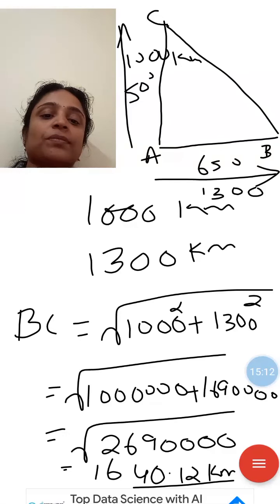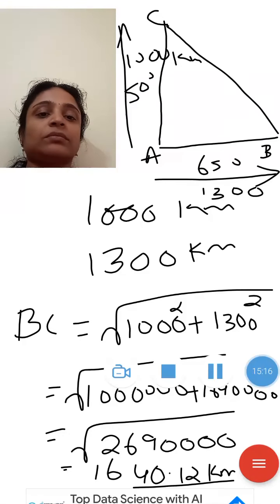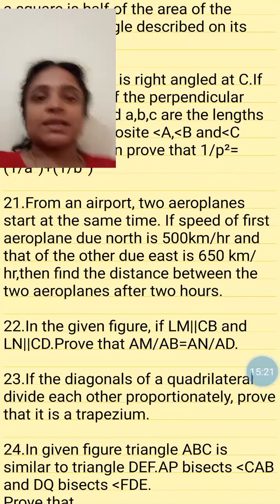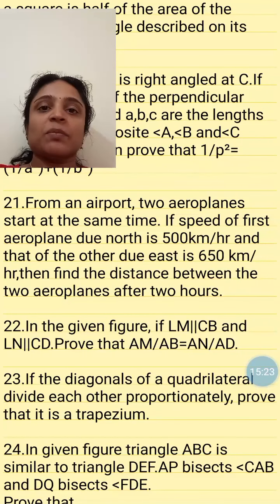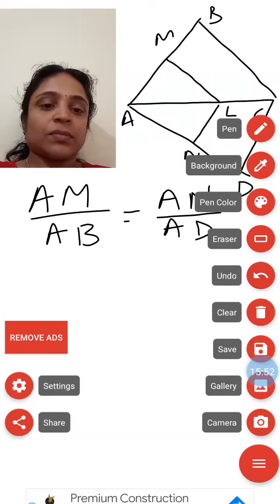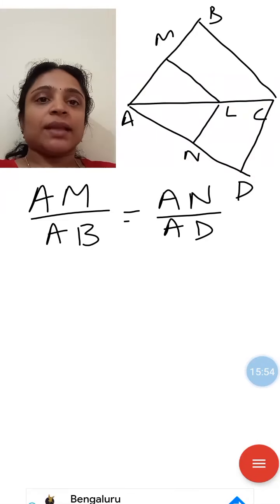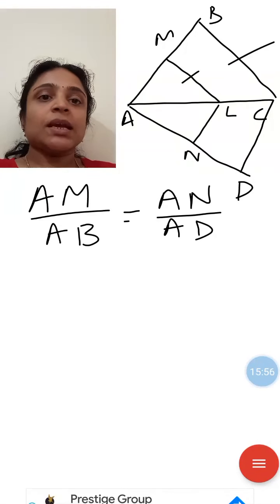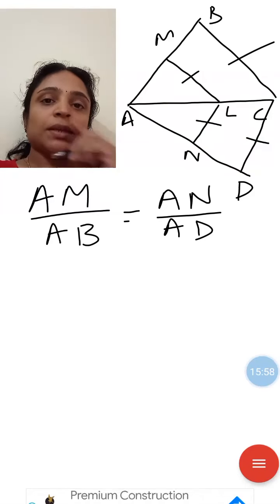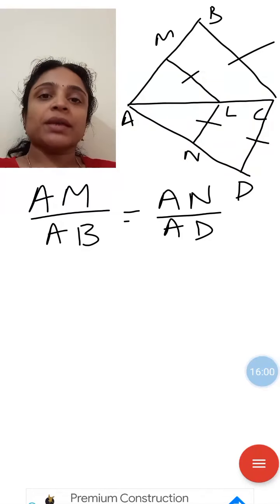Okay, understood? Next question is, in the given figure, if LM is parallel to CB and LN is parallel to CD, prove that AM by AB equal to AN by AD. Okay, in this figure it is given that LM is parallel to BC and LN is parallel to CD. Then we have to prove that AM by AB equal to AN by AD.